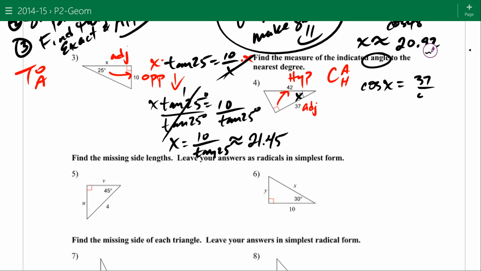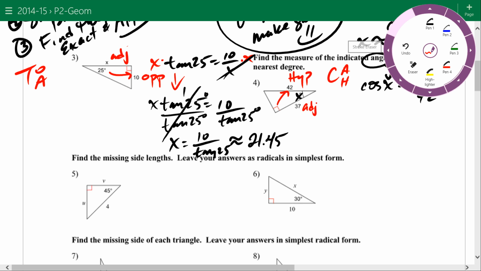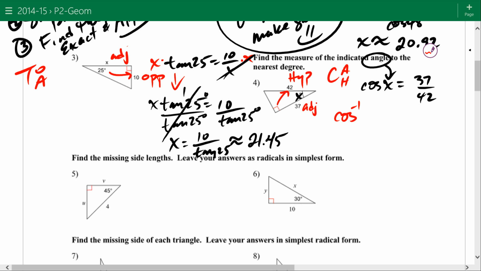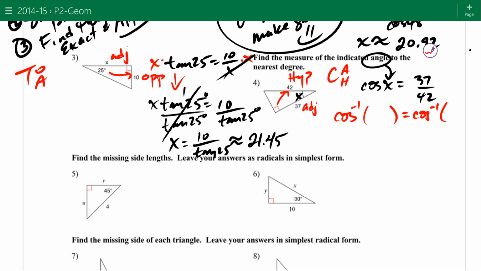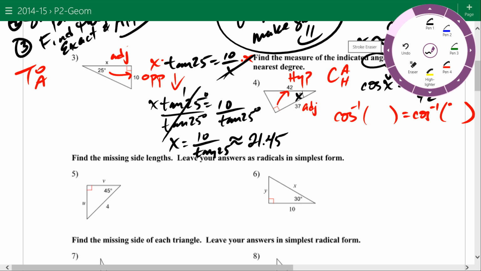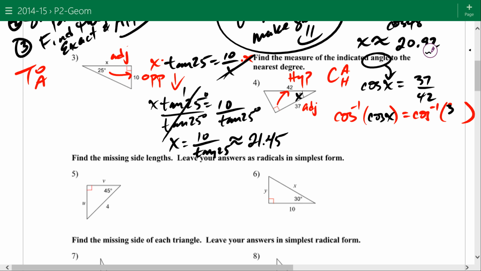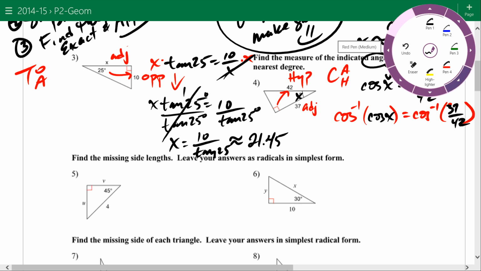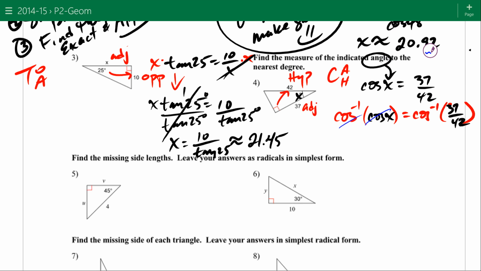And here's my setup. So I want to show some process here. Whenever you find an angle, you need to take the inverse of the function. The inverse of cosine is called cosine inverse, just like that. So you take that of the left side, and you take the inverse cosine of the right side. So notice in red that I took the inverse cosine of both sides. Now, in algebra, inverses always cancel each other out. So the inverse cosine of cosine would be your angle x, and that's equal to the inverse cosine of 37 over 42, whatever that may be.